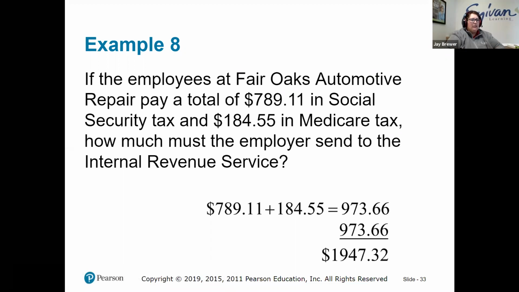If the employees at Fair Oaks Automotive Repair pay a total of $789.11 in Social Security tax and $184.55 in Medicare tax, how much must the employer send to the Internal Revenue Service?